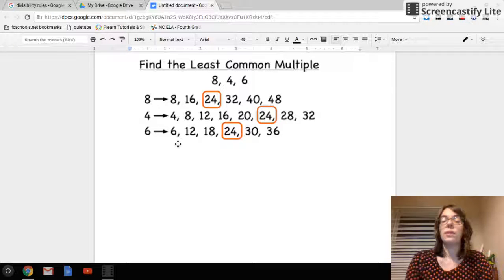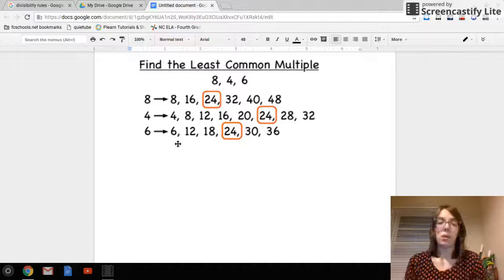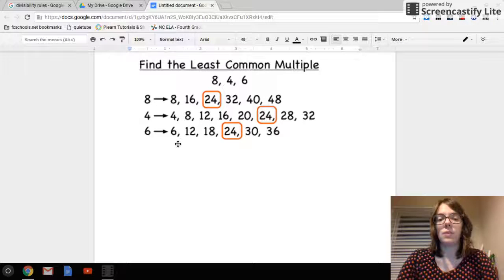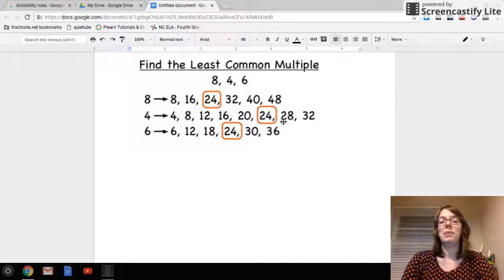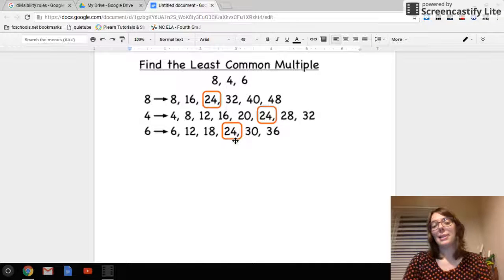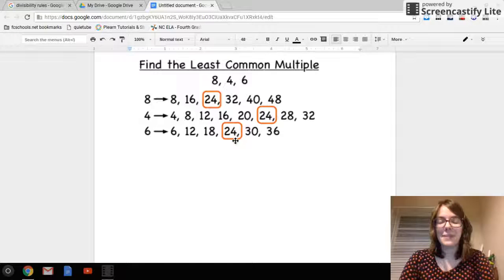So let's check the 6s and see if 24 is also the least common multiple. Or in other words, the first multiple that's the same in both, that's the smallest, because we can never find the biggest one. We do 6, 12, 18, 24. Aha, I found my least common multiple. It would be 24. And I just indicate that by circling it.